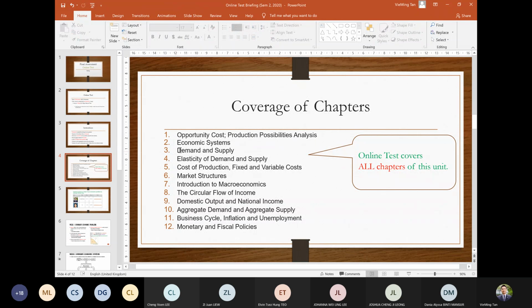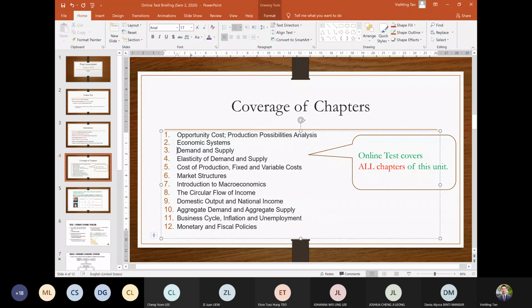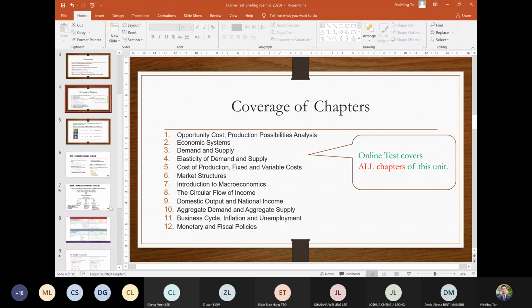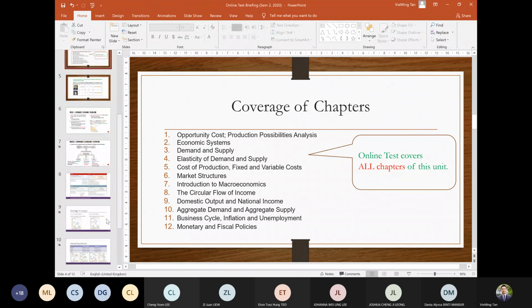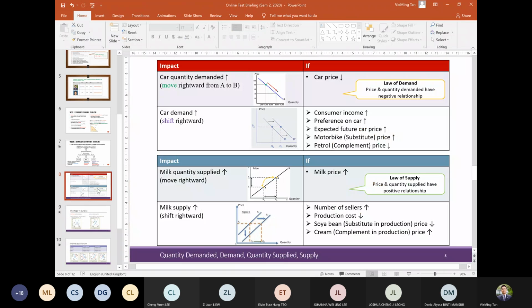So in this chapter, we also learn the relationship between the quantity demanded and the price, and this influences the movement along the demand curve. So only the price of the product will affect the movement along the demand curve.